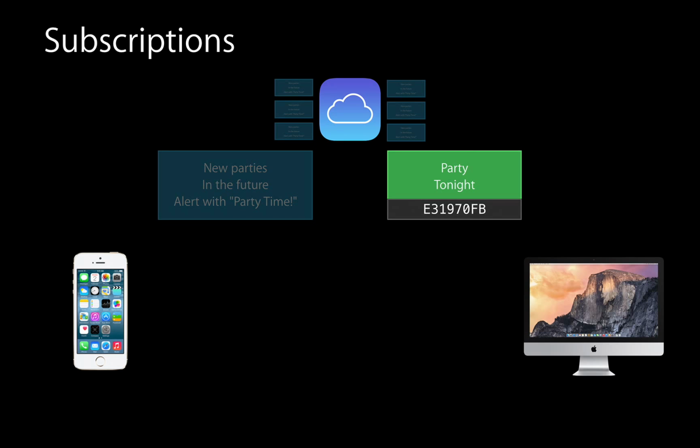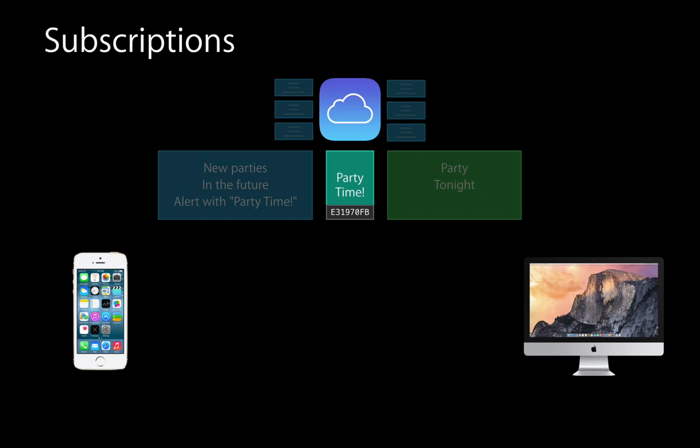iCloud is then going to loop through all of the subscriptions that it knows about. Eventually, it's going to come across this one. It's going to check and say, yeah, okay, this is a new party, and yeah, it's happening in the future. So at that point, it's going to create a push, and it's going to take some information from the subscription. Here, it took the alert string party time. It's going to take other information from the record itself. Here, we're pulling in the record ID. Now that I've constructed this augmented payload, I can send that augmented payload down to all clients that have registered an interest in it.